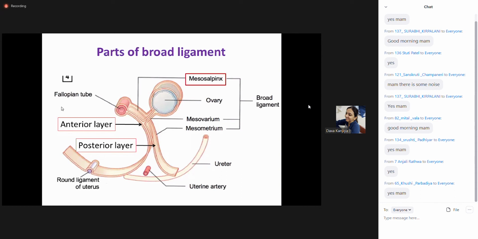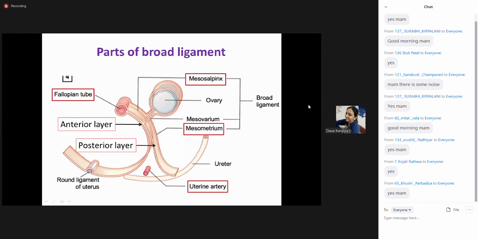See here, this is the mesosalpinx, which covers the fallopian tube, and it derives from both anterior as well as posterior layers. As the anterior and posterior layer runs upward, it covers the fallopian tube. So this is the content. Second portion is the mesometrium. As both layers run downward towards the base of the broad ligament, it covers the uterine vessels.